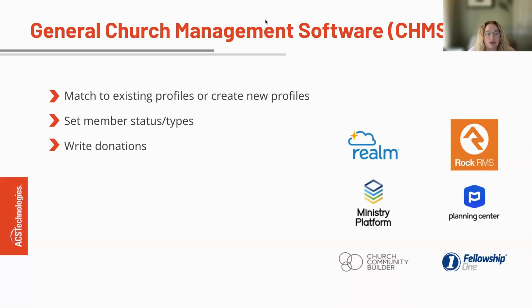So this brings me to the next point, setting member status or types. The terminology is a little different based off of your ChMS. And this does vary depending on the ChMS, but Go Method will allow you to set designations for newly created profiles based on your preferences as far as member statuses or participant types.